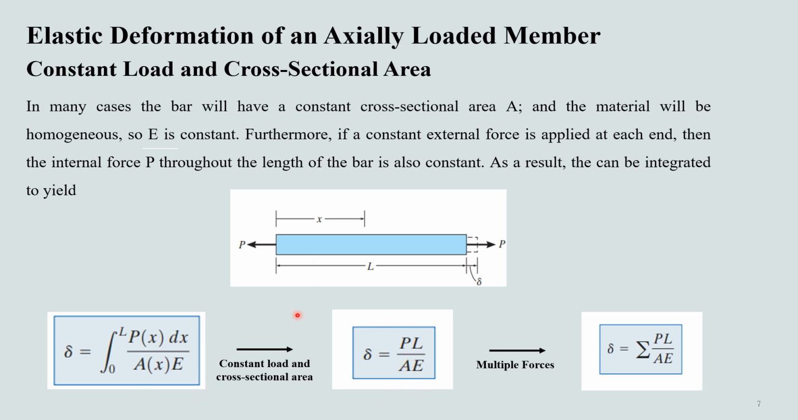So this complicated integral gets simplified to a simple algebraic equation, in which the change in length is equal to PL by AE. And if multiple forces are acting on the bar, then the deformation will be the sum, or the cumulative effect, of all the applied forces.